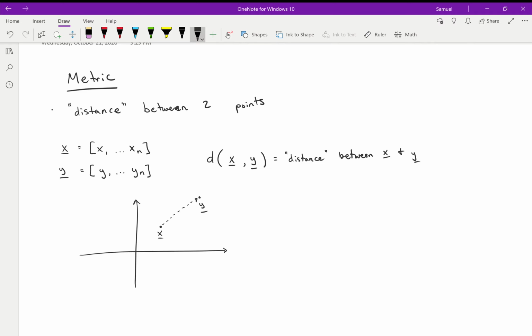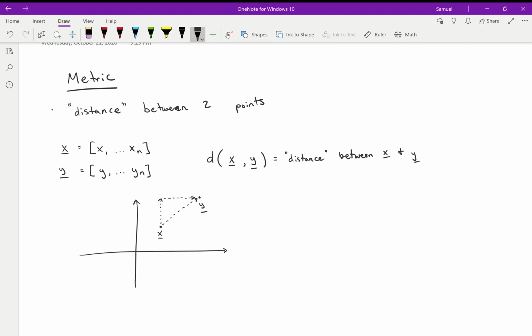So you can't go through buildings as the crow flies from x to y. So you're going to need to travel up in parallel with this axis, right? And then you'll have to travel over here parallel to this axis. That's another way of measuring the distance. Sometimes this is called the Manhattan distance because of its relation to walking around in city streets.